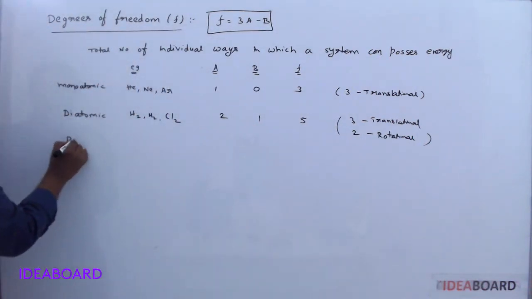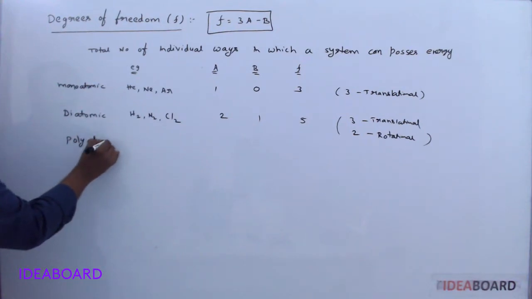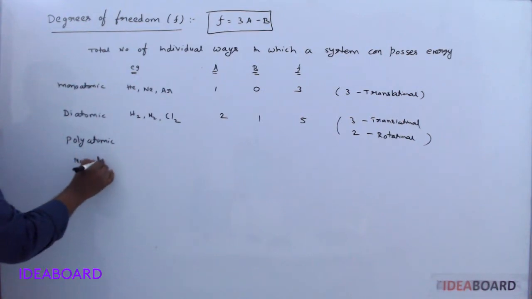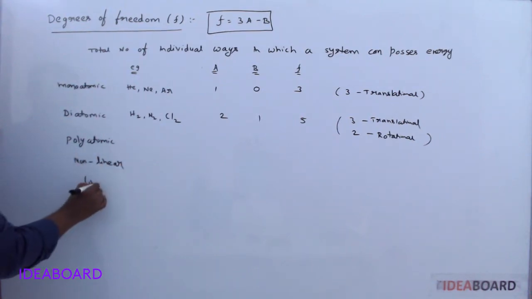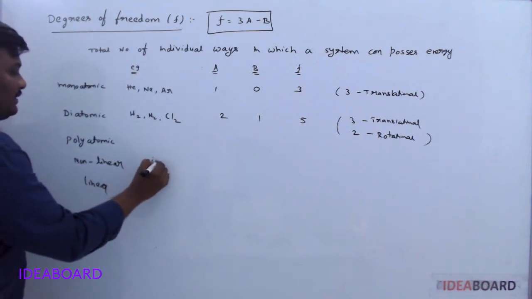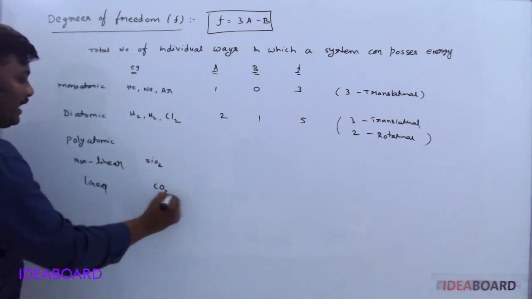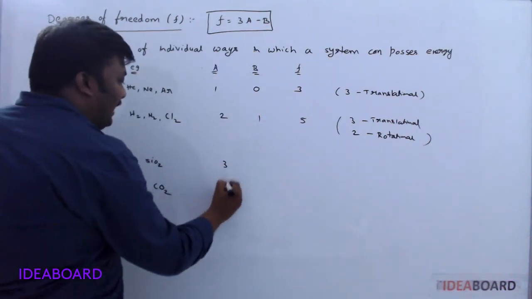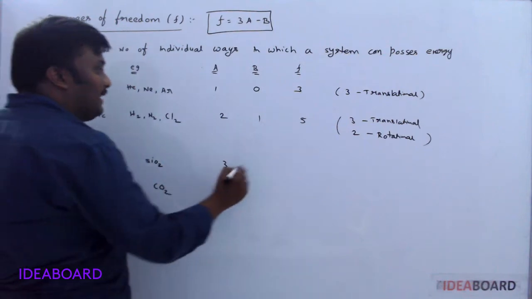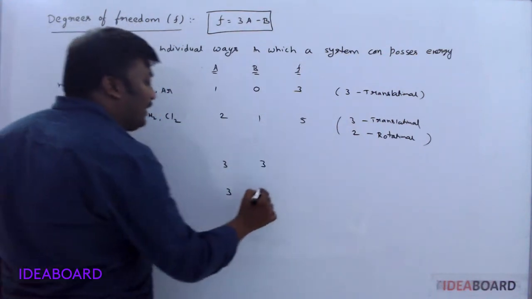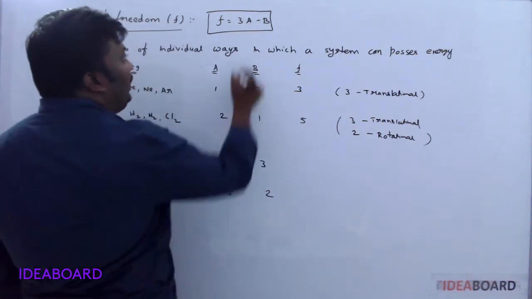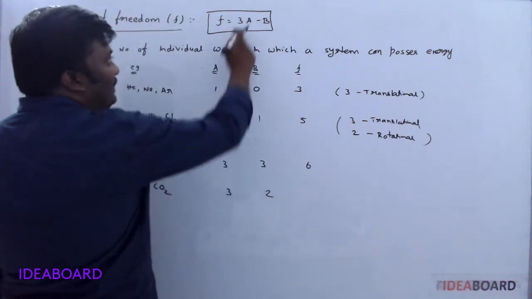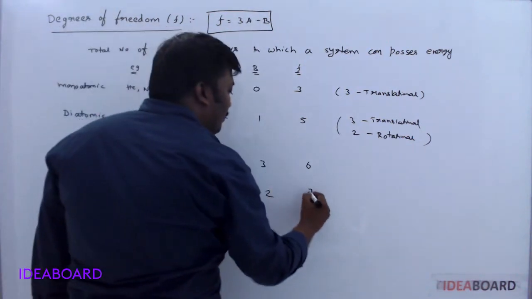Next, polyatomic. For polyatomic, there are two types: one is non-linear, another is linear. Non-linear, for example silicon dioxide; linear, for example carbon dioxide. In both there are 3 atoms, and in silicon dioxide there are 3 bonds, while in carbon dioxide we have only 2 bonds. So 3 into 3, 9 minus 3 gives 6, and 9 minus 2 gives 7.